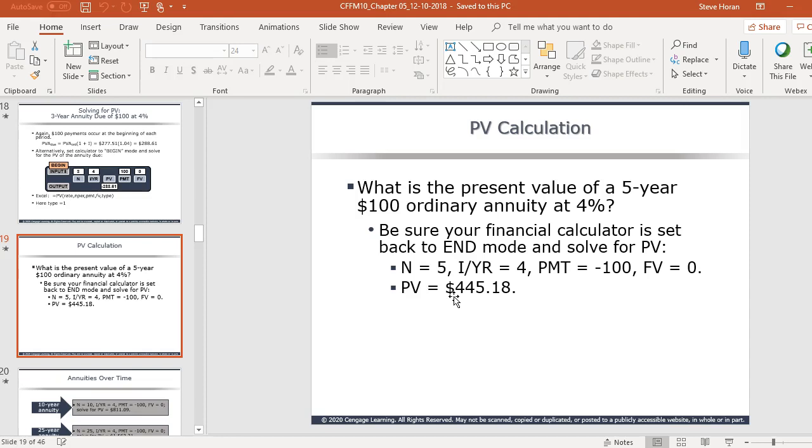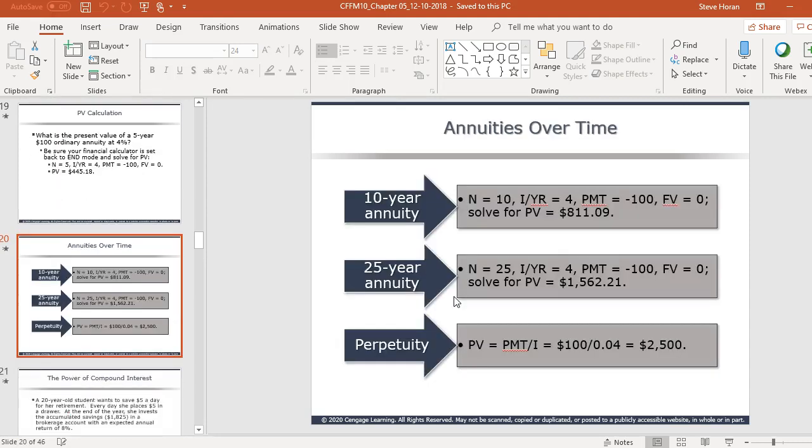I'm going to show you some Excel stuff. That's my preferred way of doing this. And there are some different examples here of different calculations, different time periods, 10 years, 25 years. All the other inputs are the same. Notice the difference in dollars of what this is worth. Present value here is 811. Here it's 1562.